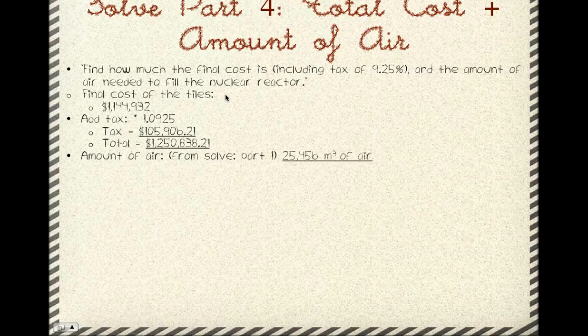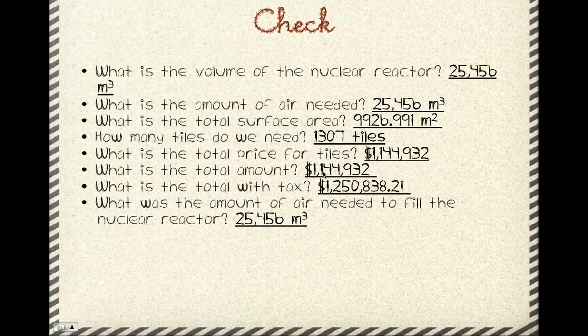Finally, you have to include tax, and you add tax by multiplying it by 1.0925, I mean, not percent. Then you get the total tax, and you add that to the cost of tiles, and you get the total. And the amount of air from the previous slides was already given. To check it, you just plug in all the answers to make sure you have them all in one area. And these are all the answers from the various slides.